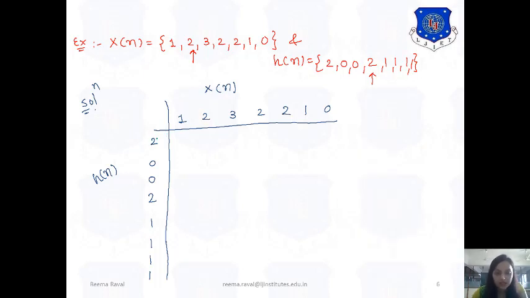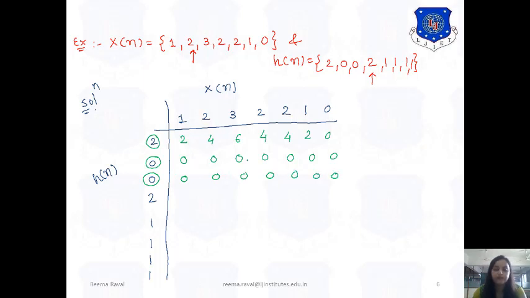So by multiplying this value with all the horizontal values of x of n, we will get 2, 2 into 2 is 4, 2 into 3 is 6, 2 into 2 is 4, 2 into 2 is 4, 2 into 1 is 2, 2 into 0 is 0, right. Then the next value is 0. We'll multiply this with all the horizontal values of x of n, and 0 into anything will give 0 only. So this will give 0, 0, 0, 0, 0, 0 and 0, right. Now again the third value is 0, so those values will also be all 0, right.